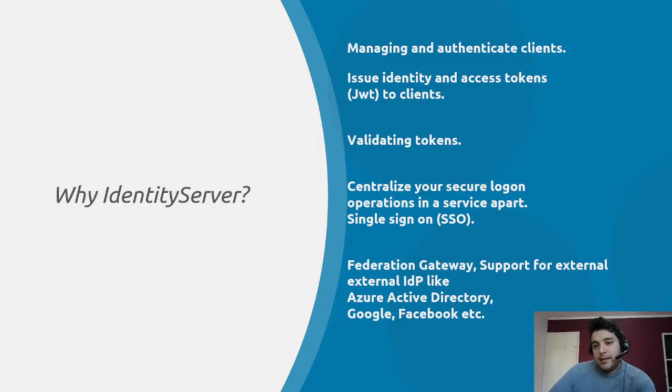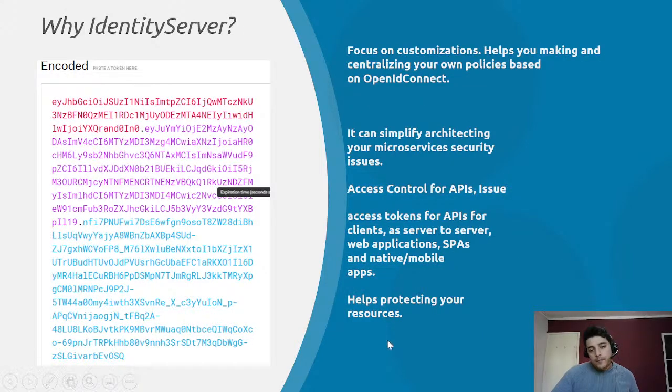And we create a separate microservice and install the identity server, and it will manage everything related to authentication and authorization policies and all that we want to create. And we can make a federation gateway, that is when you make your authentication with a third party. For example, I will execute my login with Facebook or with Gmail, Azure Active Directory, and so on.